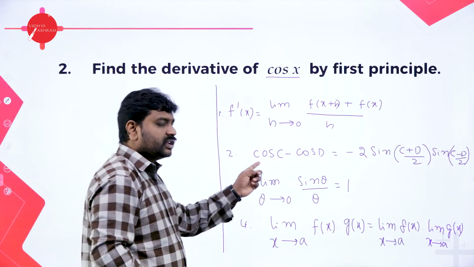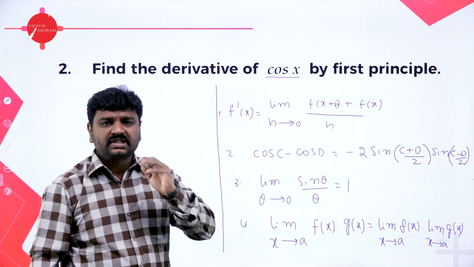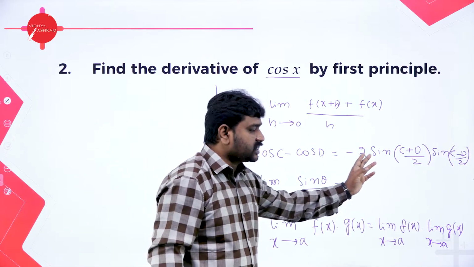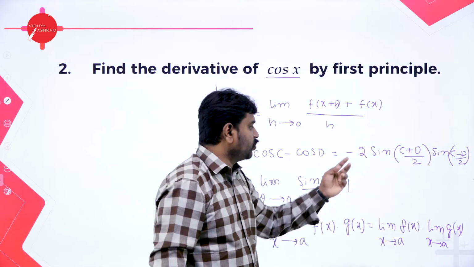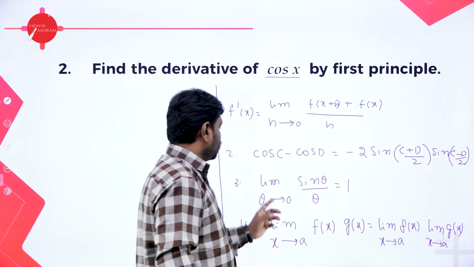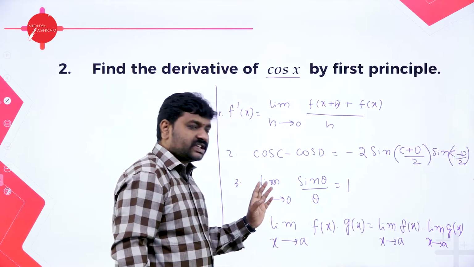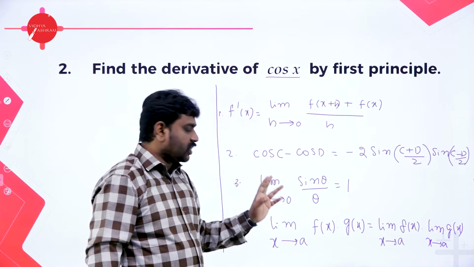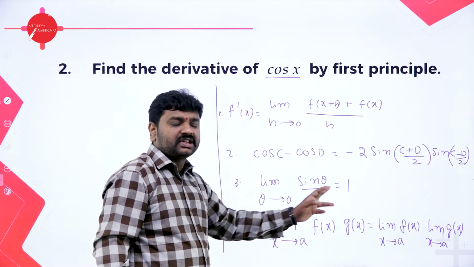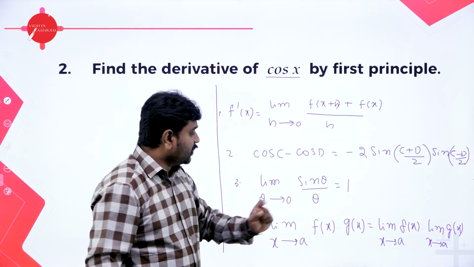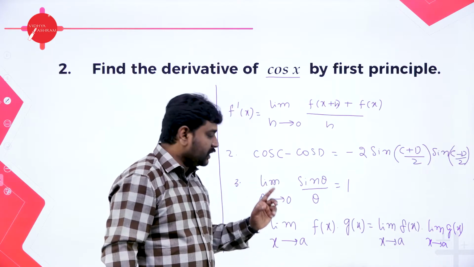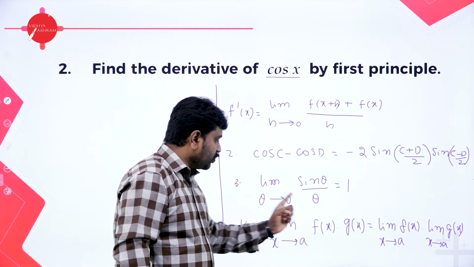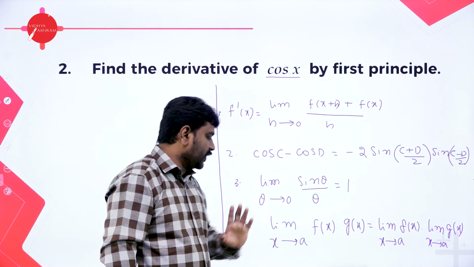One very important thing here is cos c minus cos d. What is cos c minus cos d? Minus 2 sin (c plus d by 2) into sin (c minus d by 2). Both the terms are sin. And the sandwich theorem: limit x tends to a of sin x by x is 1, or limit theta tends to 0 of sin theta by theta is 1. What is the meaning? Whatever is present inside the sine and the denominator, all three should match and it should tend to 0, then the answer is 1.